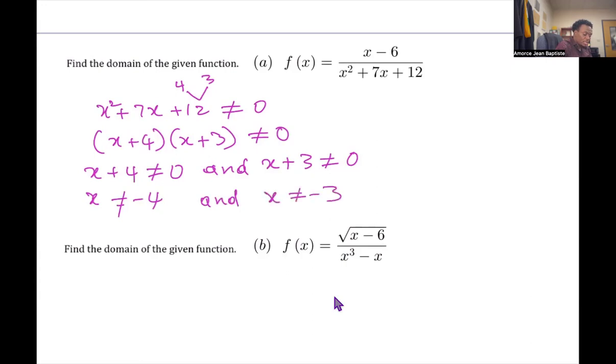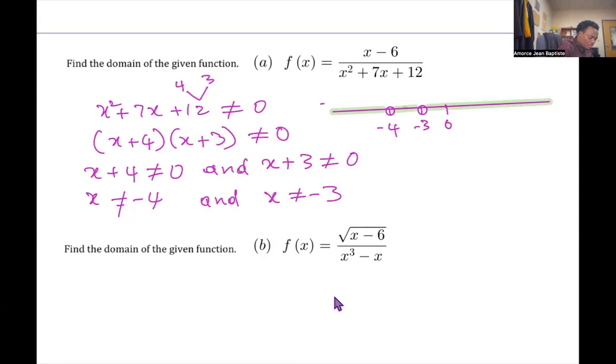So basically on the number line, if this is 0, that would be negative 3 here, and then negative 4. Both of them would be on the left side. We don't want them here because they will make the bottom equal 0, and then the fraction will not exist with the bottom being 0. So everything else works.